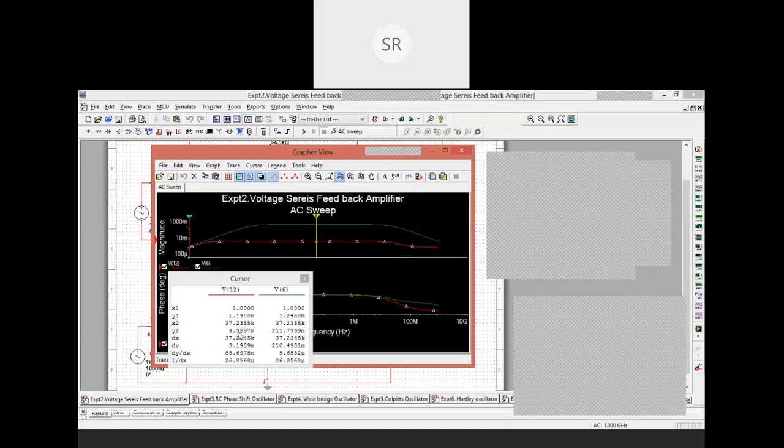With the feedback, the midband voltage is 4.3897 millivolt, and without feedback it is 211.7399 millivolt.